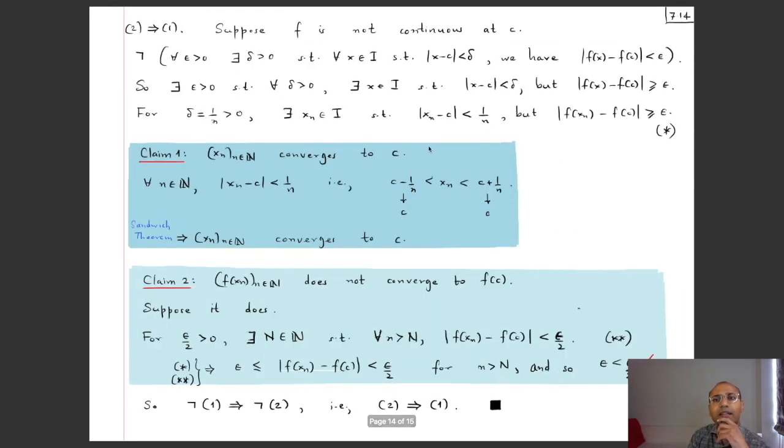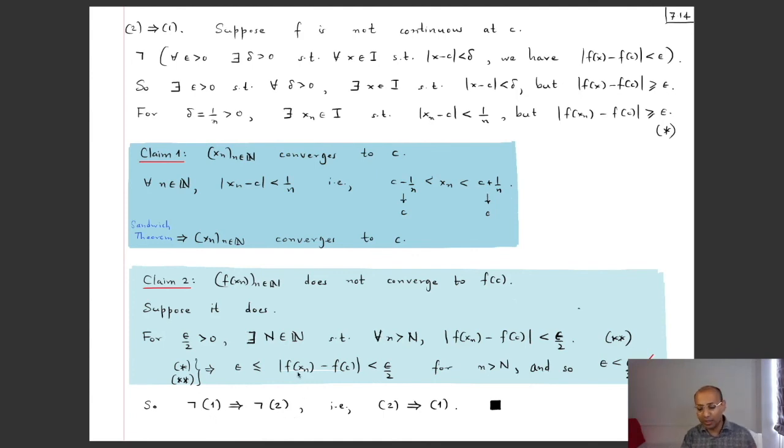But I have now constructed a sequence xn in this manner, such that although xn converges to c, f of xn does not converge to f of c. So we have shown that the second statement does not hold. In other words, we have proved the contrapositive of 2 implies 1. We have shown that if it is not the case that 1 holds, it's not the case that 2 holds.